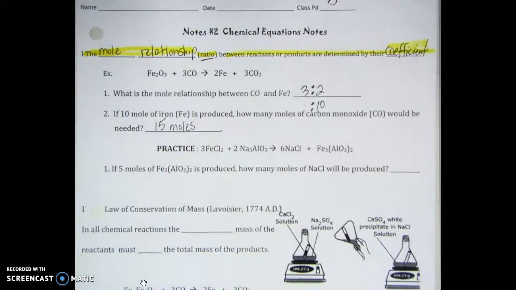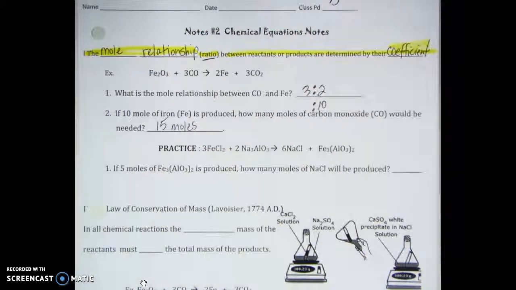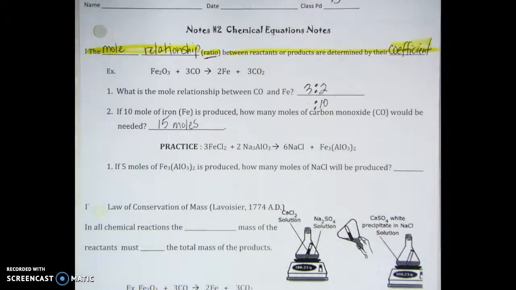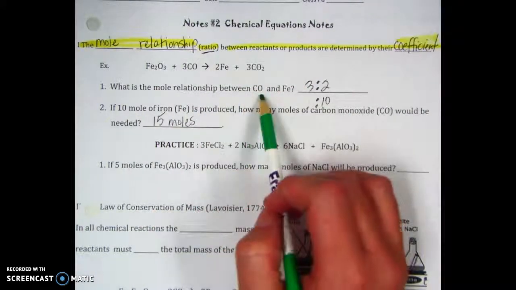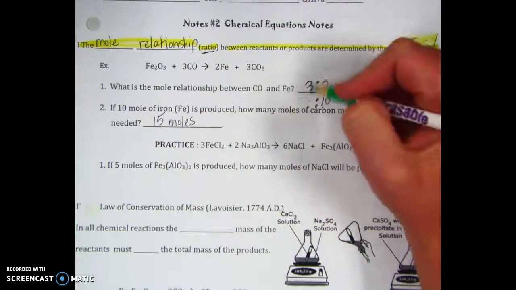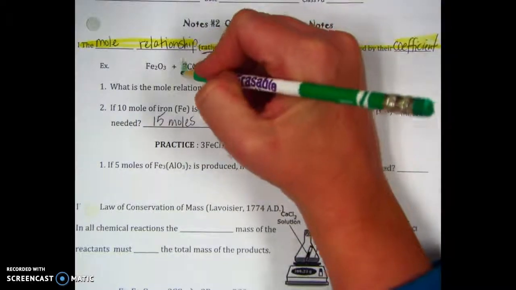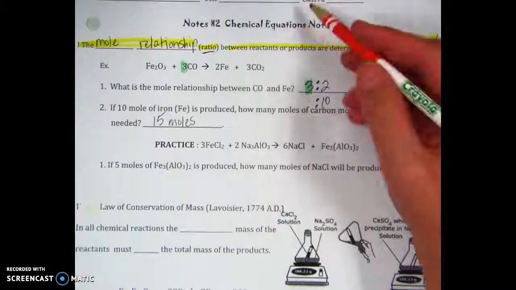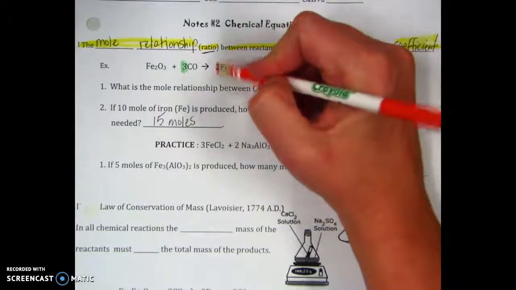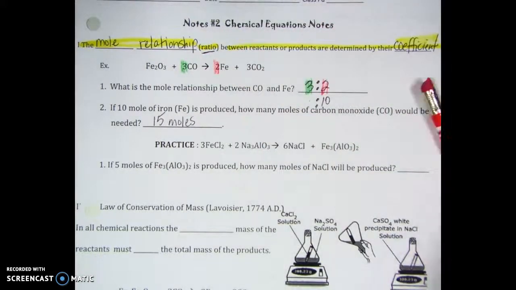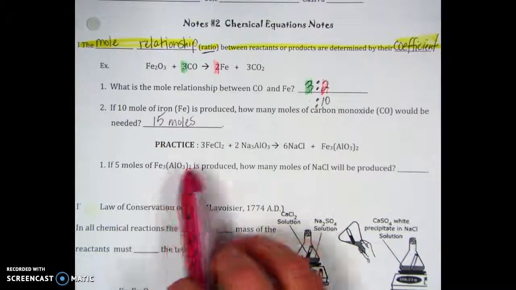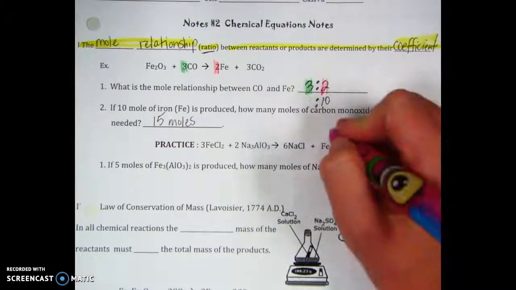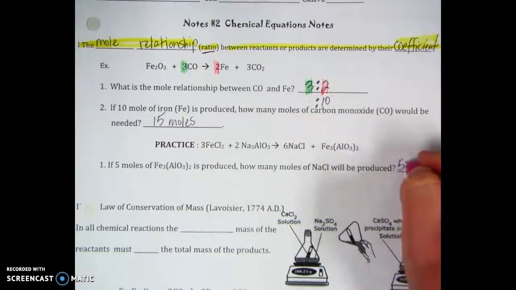Okay? Now you practice this one. Okay, so let's go back and review this. What is the mole relationship between carbon monoxide? We said it's the coefficient of 3, and that's where we got 3 from. And iron was 2. Okay, so that's where we got those coefficients from. All right, so practice. If 5 moles of iron to illuminate are produced, so 5, let's put a 5 here, 5 moles. How many moles of sodium chloride would be produced?